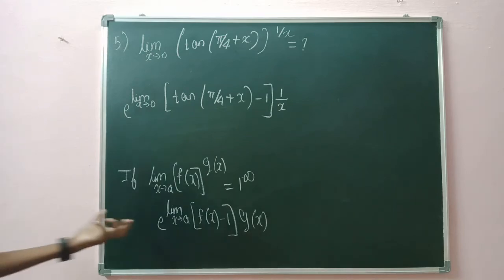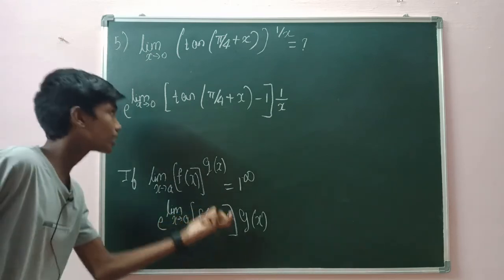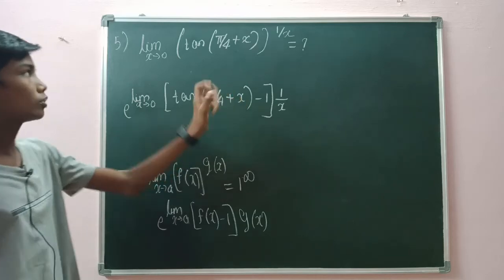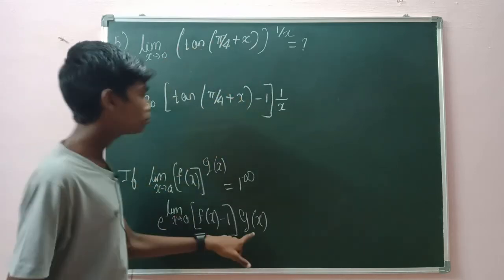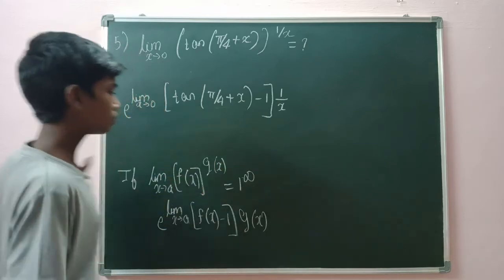So this is e power limit of x tends to a of base minus 1, that is tan of pi by 4 plus x minus 1, because your base is this particular expression. I'm just subtracting 1 from it, times g of x, times your power. That's what I did.